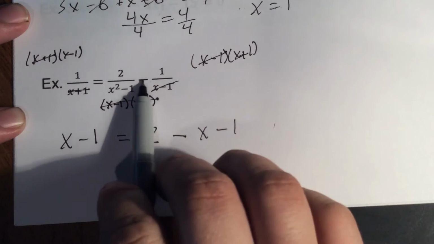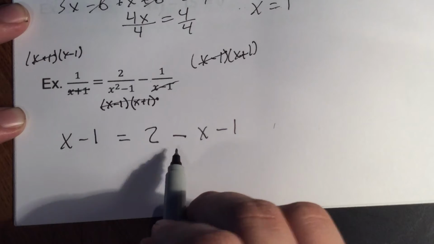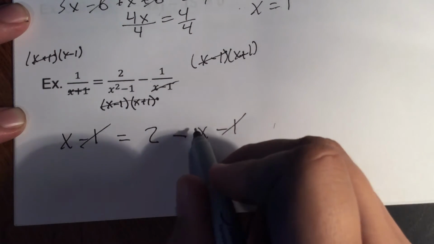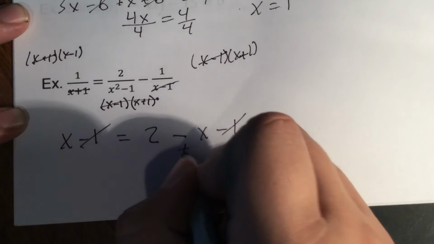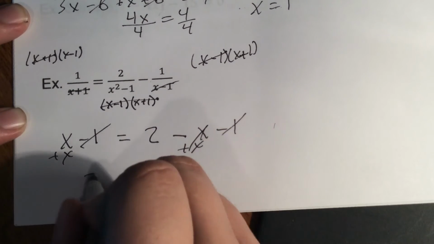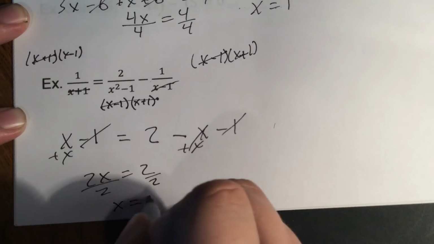Because even though it's x plus 1, we have a minus 1 here. So that has to distribute through. Okay. So we have a minus 1 on both sides. I have a negative x, so I would add my x over. So x and x would make 2x equaling 2, which dividing by 2, x would equal 1.